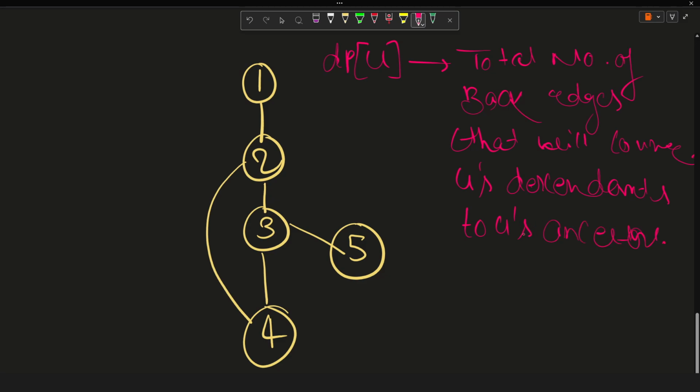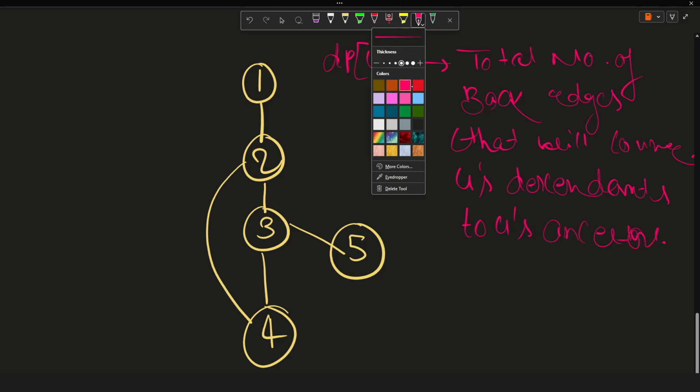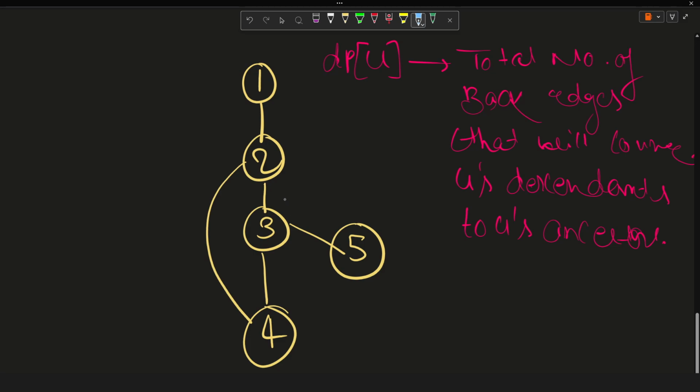So what does this mean? Let me explain very quickly with this example. Suppose we have this as our u here and this is the parent of u, right? As you can see, we want to define a DP state for this u, that is DP of 3, and I have also explained what a back edge means. A back edge is nothing but an edge connecting a node with its ancestor. So here, as you can see in the given example, this is a back edge, right? Because it is connecting 4 to one of its ancestors, that is 2. So this is clearly a back edge.